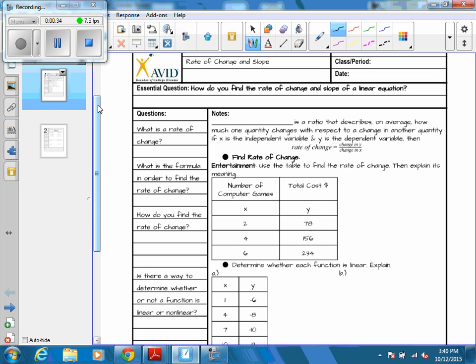So if I look at the topic or objective for my notes for homework tonight, it says rate of change and slope. And my essential question says, how do you find the rate of change and slope of a linear equation? So the first thing we need to do, like we do all the time, is to fill in our vocabulary.